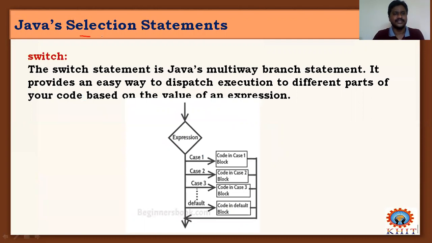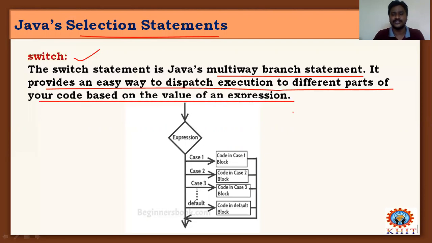Coming to another selection statement, the switch statement. Here the switch statement is Java's multi-way branch statement. Up to now, the if statement is a conditional statement, whereas this switch is a multi-branch statement. It provides an easy way to dispatch execution to different parts of our program based on the value of an expression.